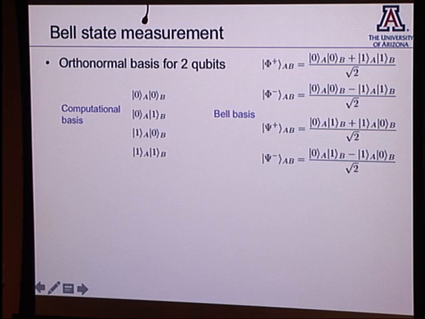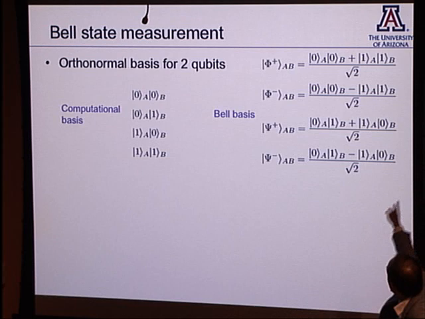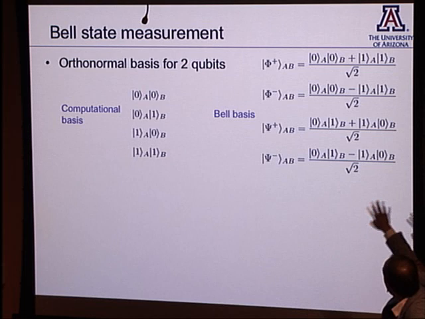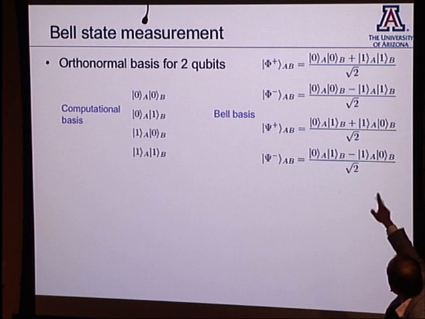Now, I can always rotate that basis to another basis, and in this case, this is a particular basis, so these four states are also orthogonal, and they all have the same amount of entanglement. They're all one e-bit entangled. They all look like this Bell state that I showed you, but with different signs, and the ones and zeros flipped. But this is a valid measurement basis, because these are orthogonal states.